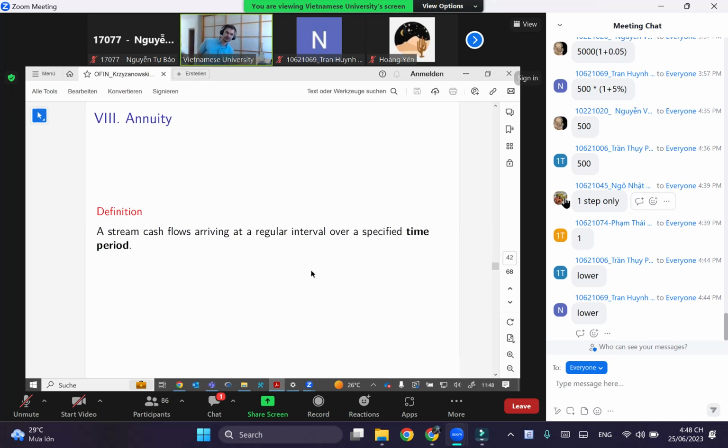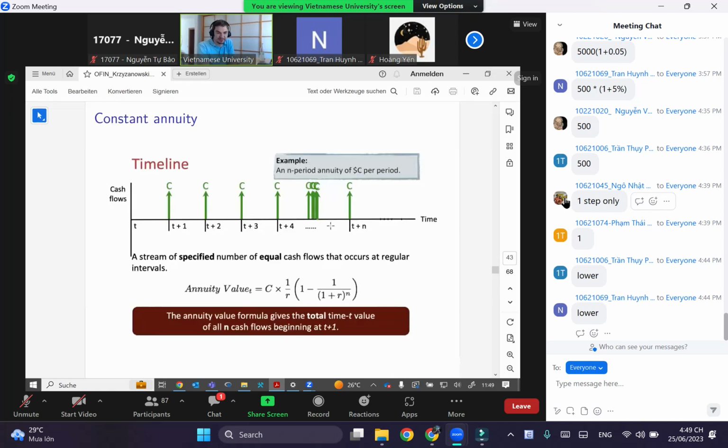What is an annuity? Well, we're still talking about cash flows, and an annuity is defined as a stream of cash flows arriving at a regular interval over a specified time period.